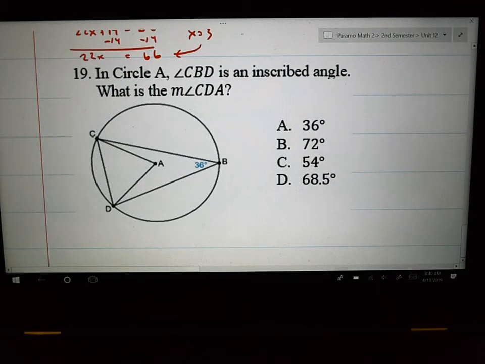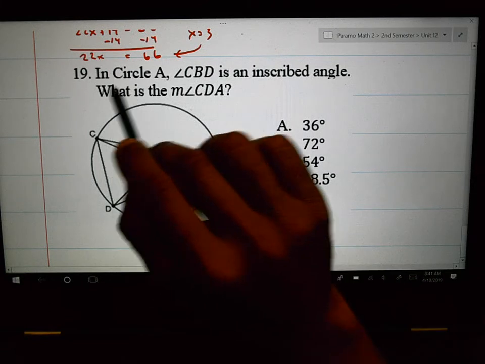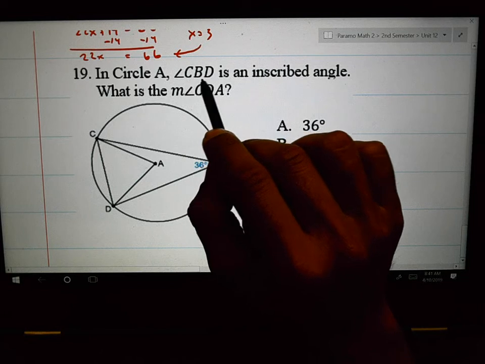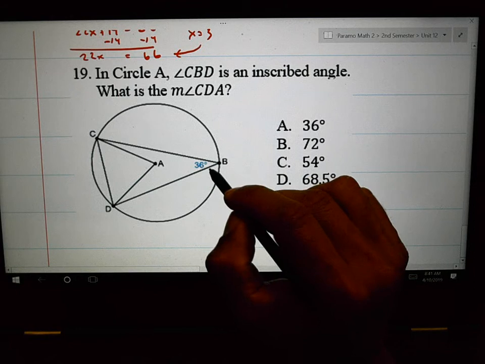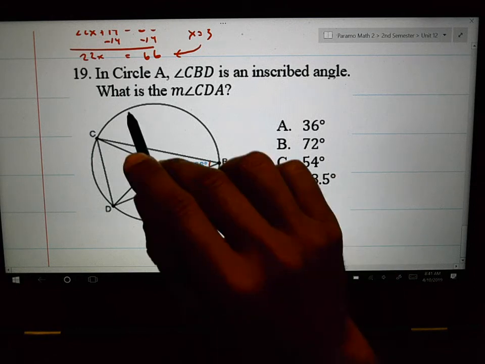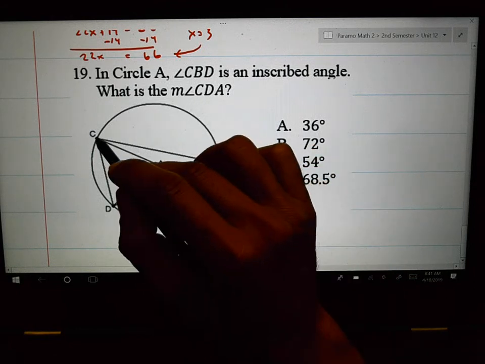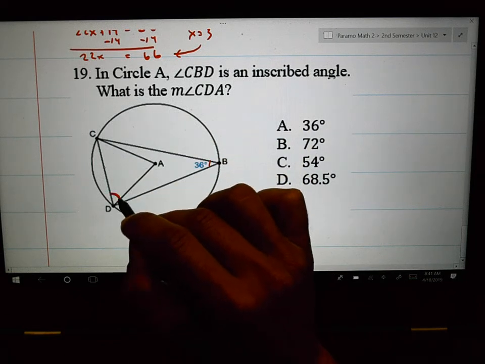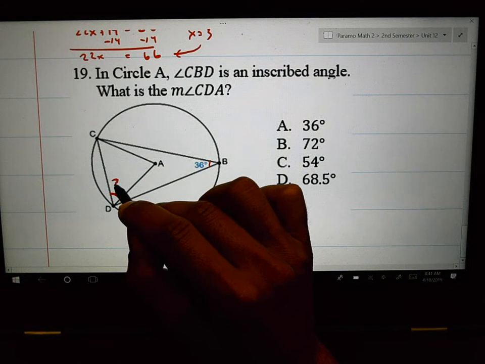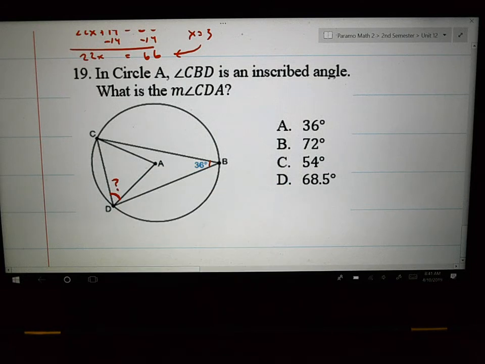So I think number 19 is the hardest question. And it takes like 3 steps to get to the answer, and that's why I picked this one. It said, in circle A, angle CBD is an inscribed angle. Yes, I agree. It's 36 degrees. What is the measure of angle CDA? They said C, then D, then A. They're asking for, what's this angle? So what we have to do is several steps, and here are our choices.